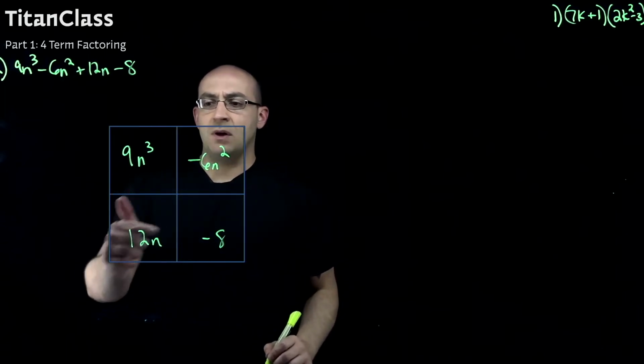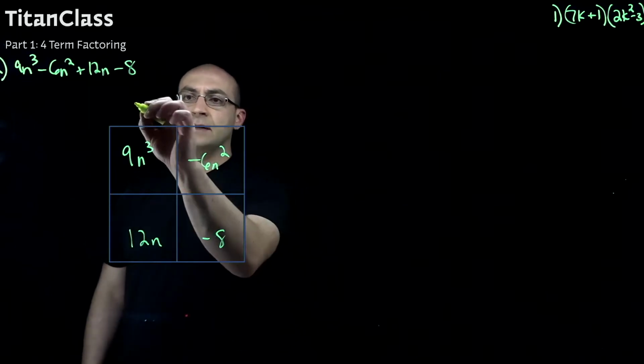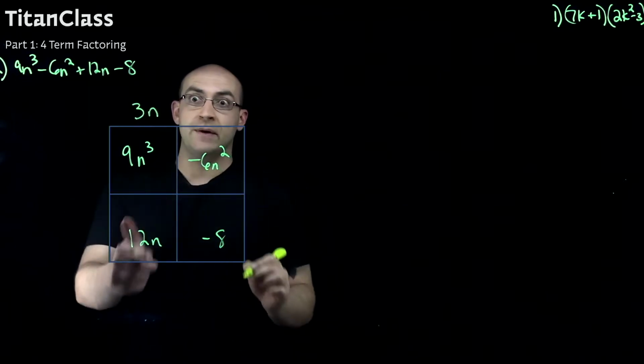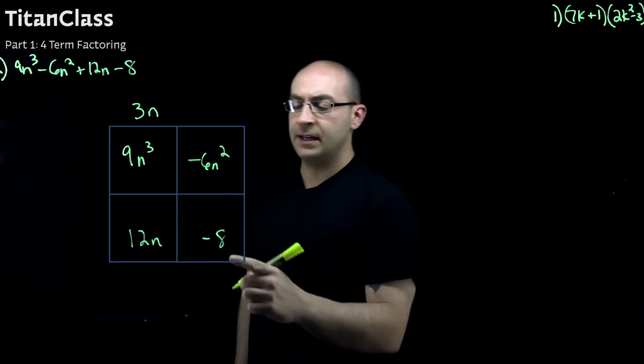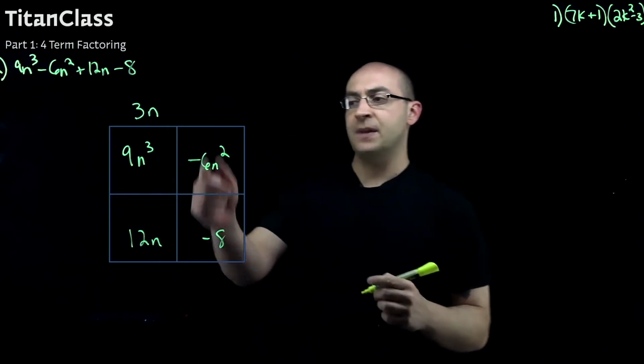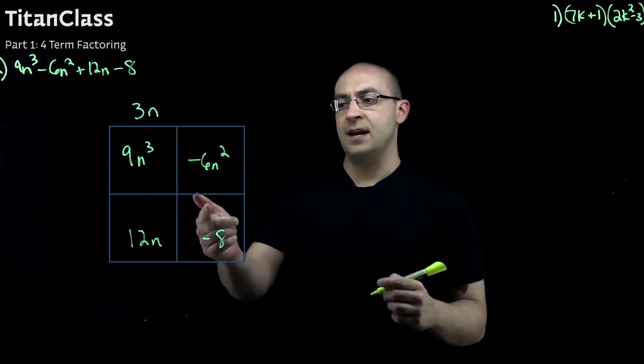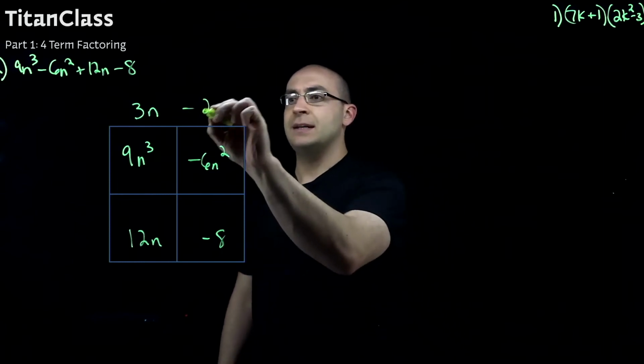9n to the third and 12n, 3 is going to come out, right? So we've got a 3 and we've got an n because they both share an n. Negative 6n squared and negative 8. This box leads with a negative, so I've got to take the negative out. I can factor a 2, so that's going to be a minus 2.